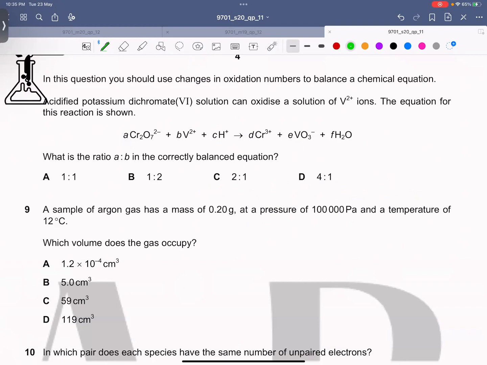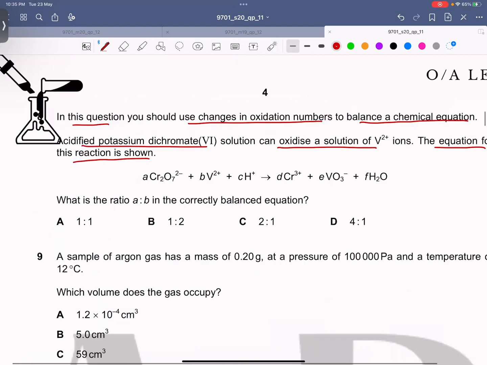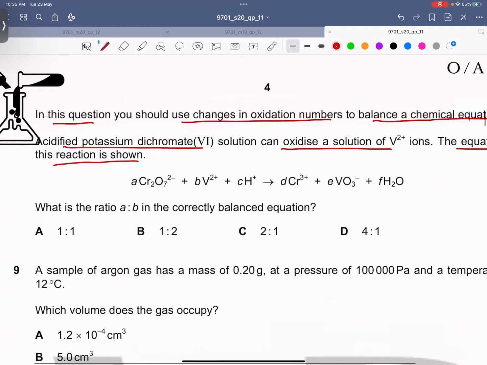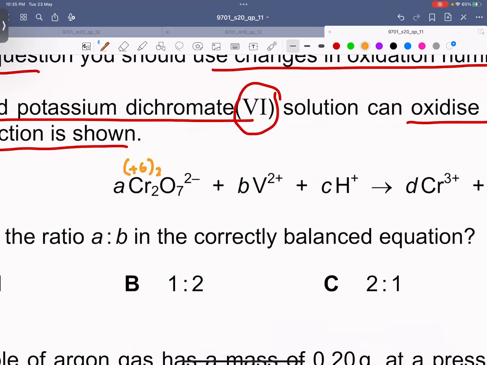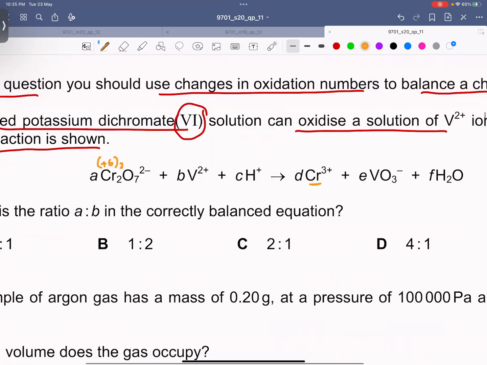In this question, you should use change in oxidation numbers to balance a chemical equation. Acidified potassium dichromate(VI) solution can oxidize a solution of V2+ ions. The equation for this reaction is shown. Okay, so I hope everyone now remembered, as they have mentioned over here, dichromate(VI). So it clearly means this chromium has a +6 oxidation number and there are 2 chromiums. There are chromium 3+ ions, right? So let me consider there are 2 chromium 3+ ions for the time being.